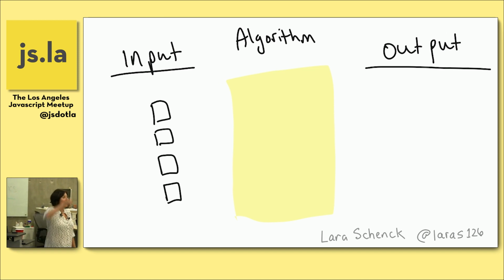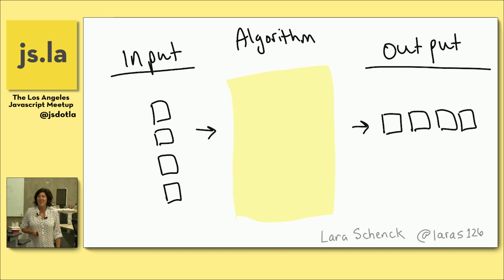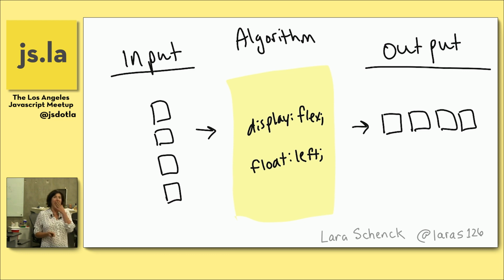Okay, let's have another algorithm. Input, a tall stack of boxes. Oh, see where this is going. Output, a row of boxes. What's in the middle? Display flex, perhaps? Float left? Gasp! Floats still have their place, my friends.